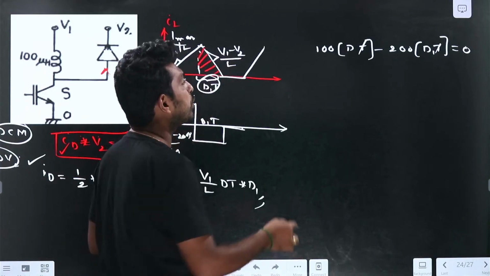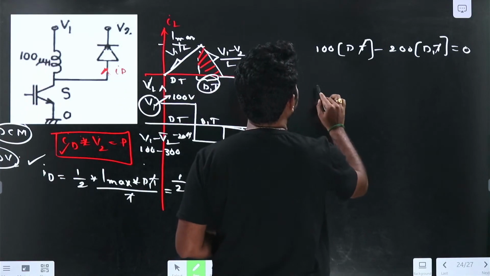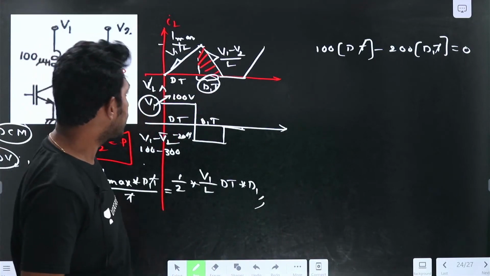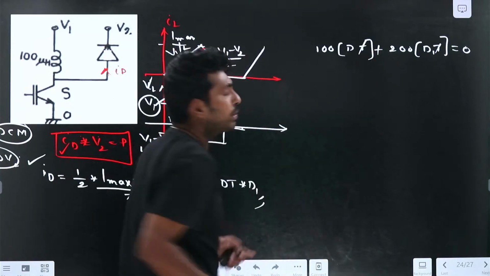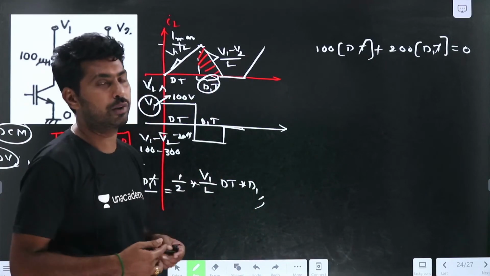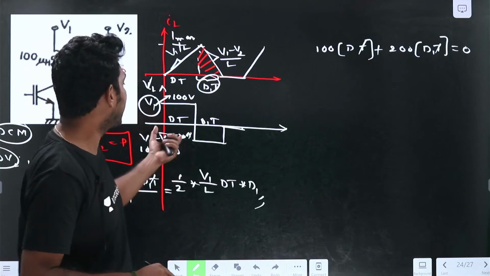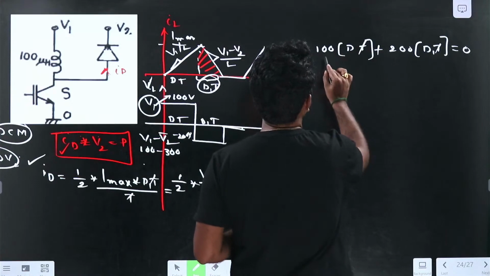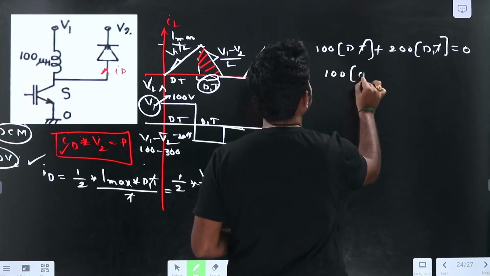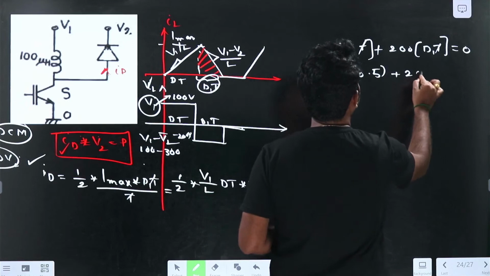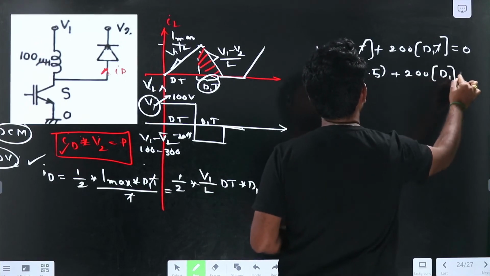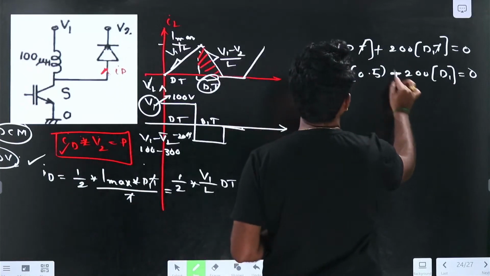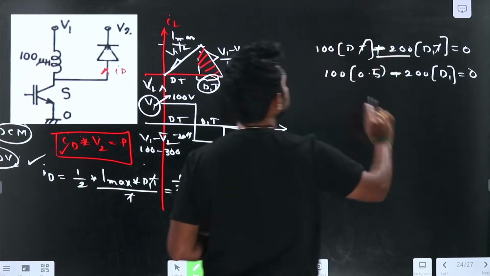D is given as 0.5. Let us find the D1 value here. For V1 minus V2, we need to keep the minus sign, because V1 minus V2 itself is negative, minus 200. So 100 into 0.5 minus 200 into D1 equals 0. It will be the minus sign only.